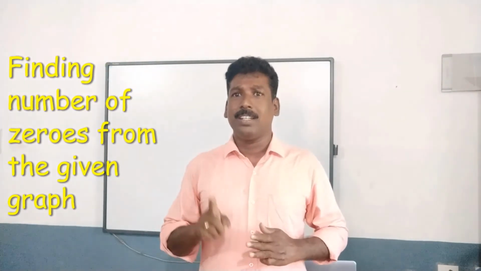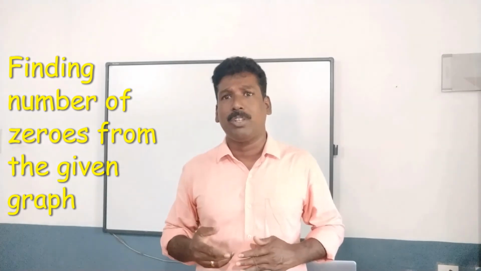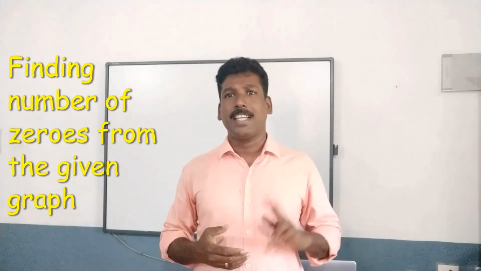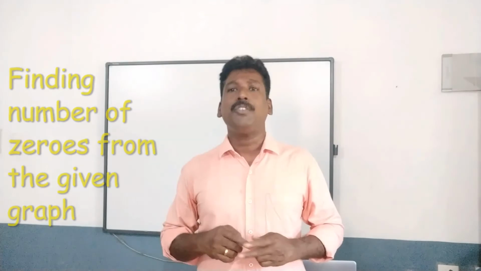Before going to discuss those questions, let us look at the important points to be remembered from this chapter, polynomials. First, you will be given a graph of a polynomial, and you have to find the number of zeros. Secondly, you have to find the zeros of the polynomial and verify the relationship between zeros and coefficients of the polynomial.